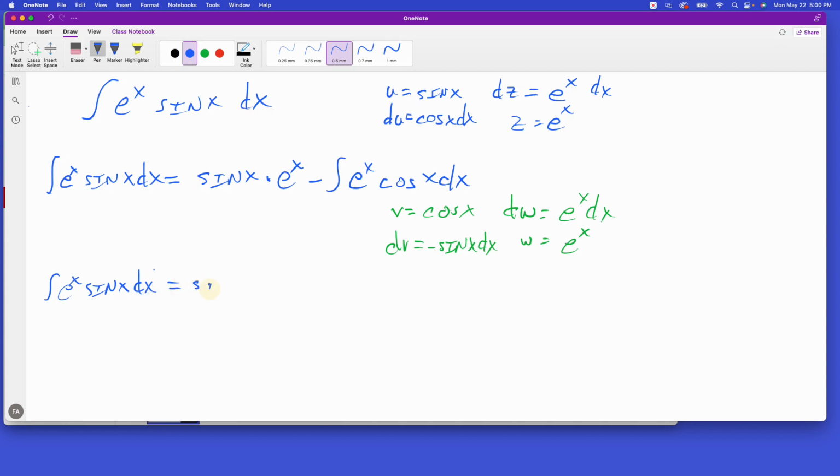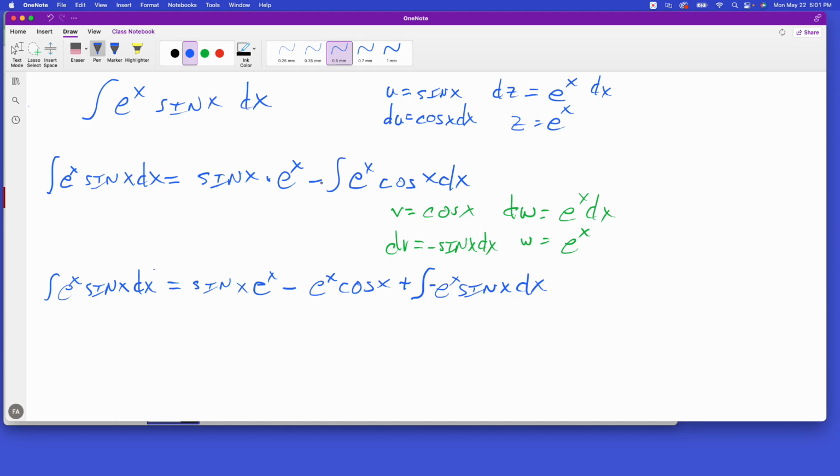Okay, so we've just got to rewrite the first part of all this that we've already done, minus, and here is where it starts to get a little messy with the signs and all that. So it's minus this integration, so that is e to the x cosine of x minus the integration, but it was already minus, so it's now plus the integration of dv and w, and that is e to the x negative sine x dx.